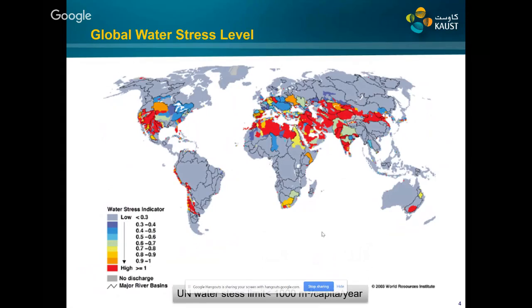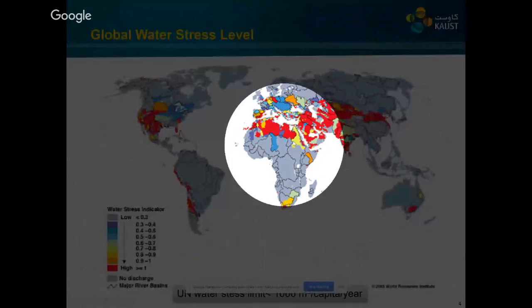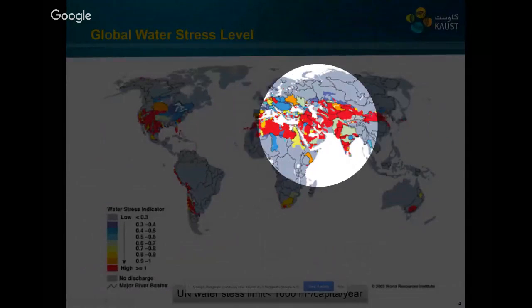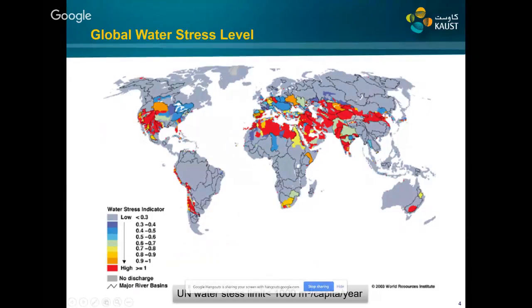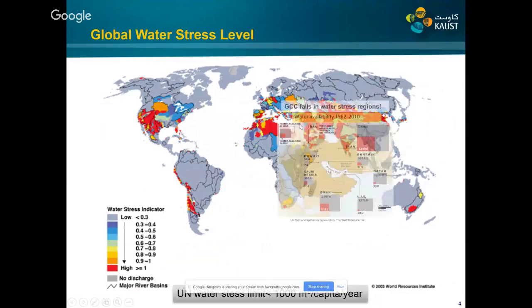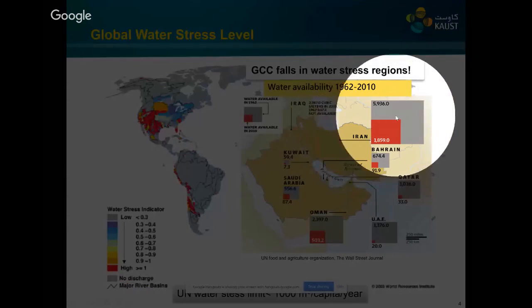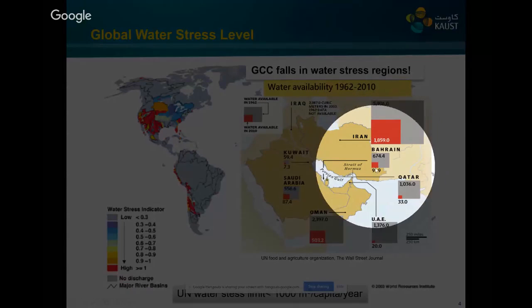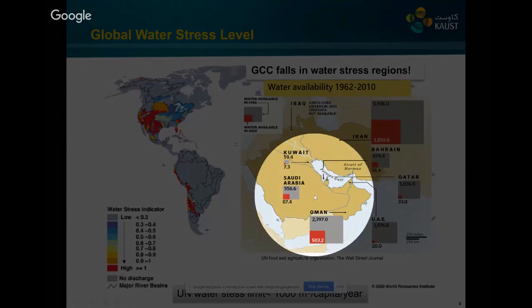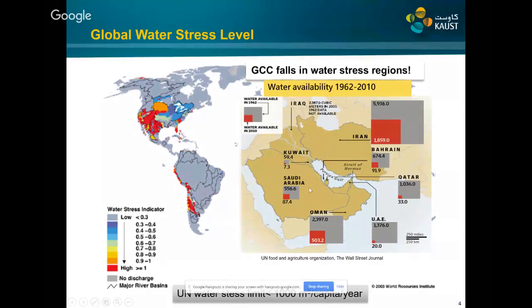So in terms of water stress, we can see that all the red zone is under water stress, and most of the countries are now under water stress. If we zoom into the GCC countries, the situation is even worse. In most of the GCC countries, water availability is less than even 500 cubic meters per capita per year. So this situation is very severe in GCC countries.